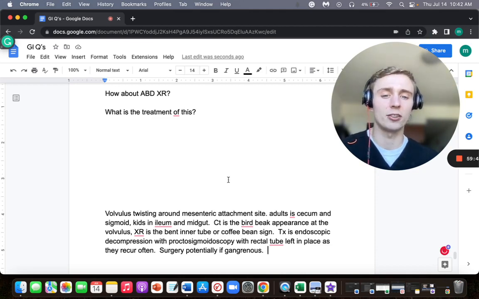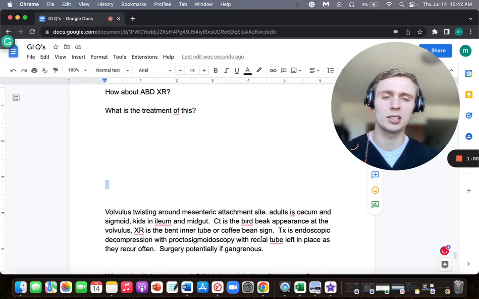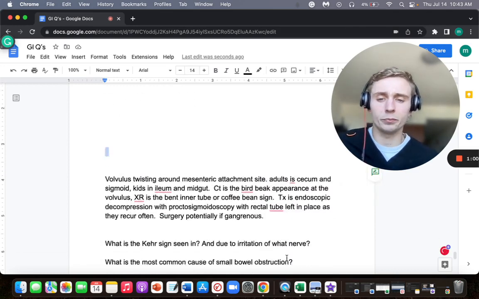Surgery potentially if gangrenous. So you may need to actually take out parts of the bowel if they have died off from that constriction, from that twisting around the mesentery, because remember, that's where the blood vessels are coming from, the mesentery. And again, proctosigmoidoscopy with a rectal tube left in place. So you want to keep that thing open with a tube.